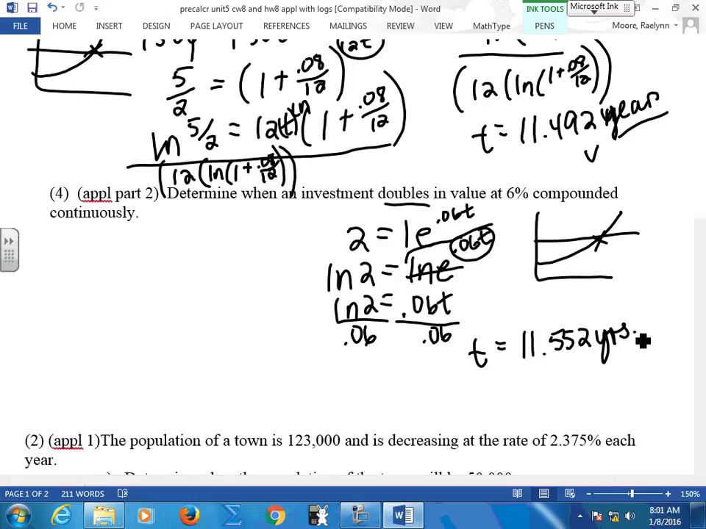With the e, you have to use the ln. With this part up here, compounding your money, there's no e. You can use log or ln.